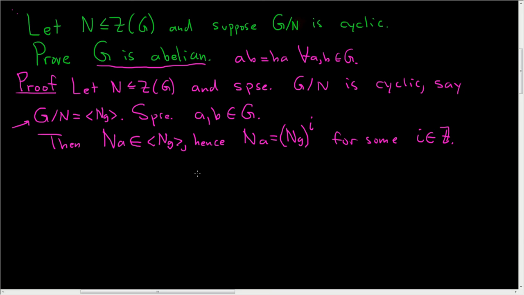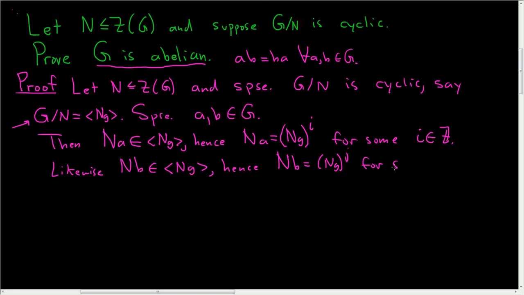Okay, and likewise, we have Nb. This coset is also in the quotient group. It's a coset, so it's in the group. Hence, Nb is equal to Ng to the jth power for some integer j. Okay, so we have both of those conditions.